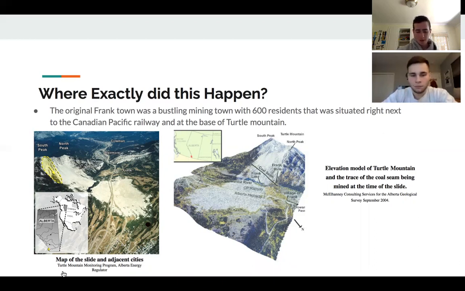The picture to the right shows where the coal seam was and where they were mining, as well as the railway. The picture to the left shows a map of the slide and the adjacent cities, and it puts into perspective how far the rocks moved and the huge area covered. Frank actually used to be closer to the mine, but a few years after the disaster, engineers saw the mountain was still moving and chose to move the town farther away.